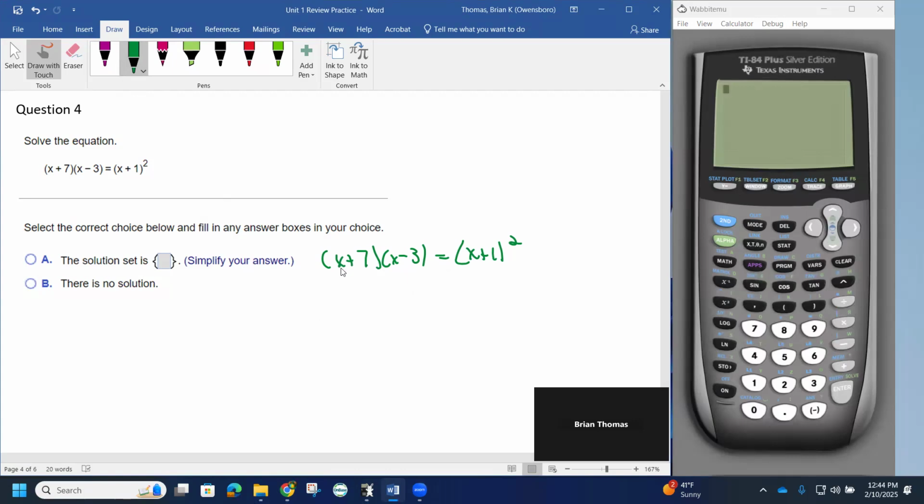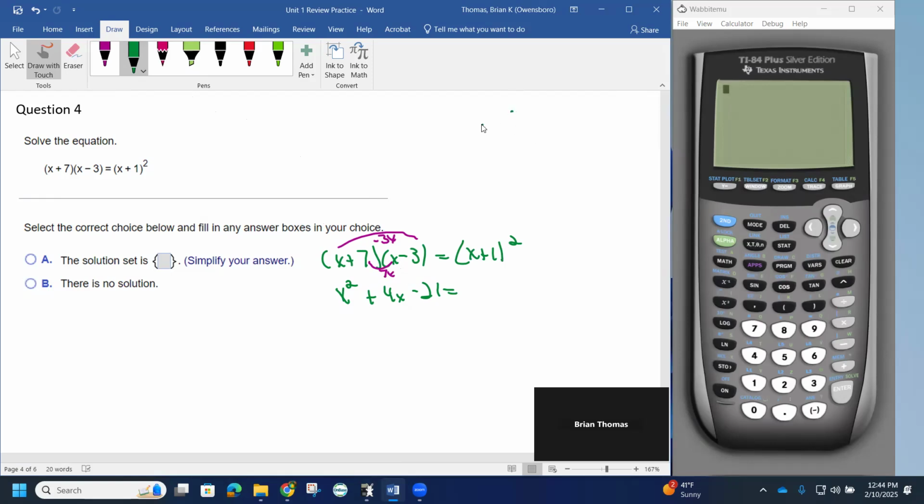So if we use FOIL, we end up with x squared. Notice that the outer gives me negative 3x. The inner gives me a 7x. So negative 3x and 7x is going to give me a positive 4x. Then 7 times negative 3 is going to be a minus 21. Over here, we have (x + 1) squared.